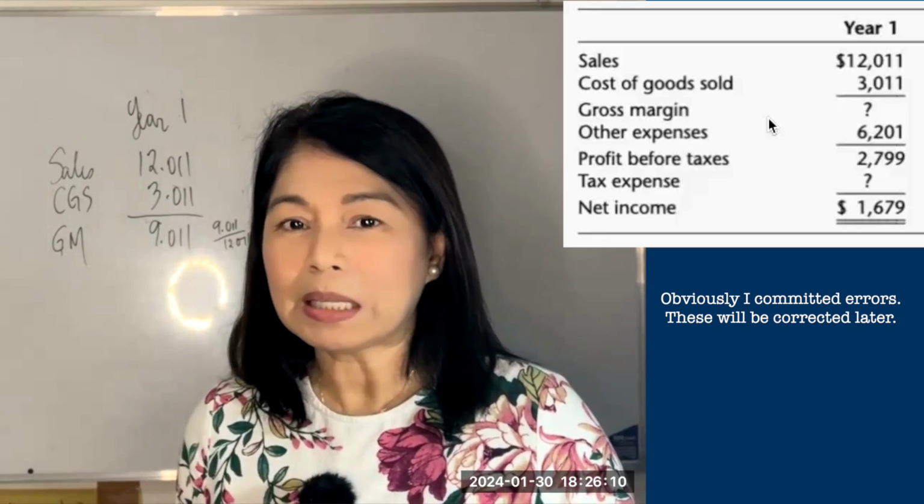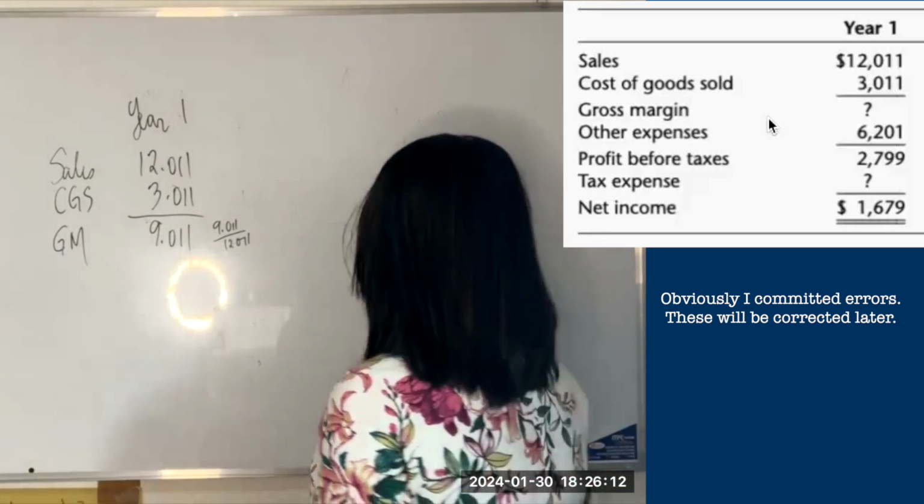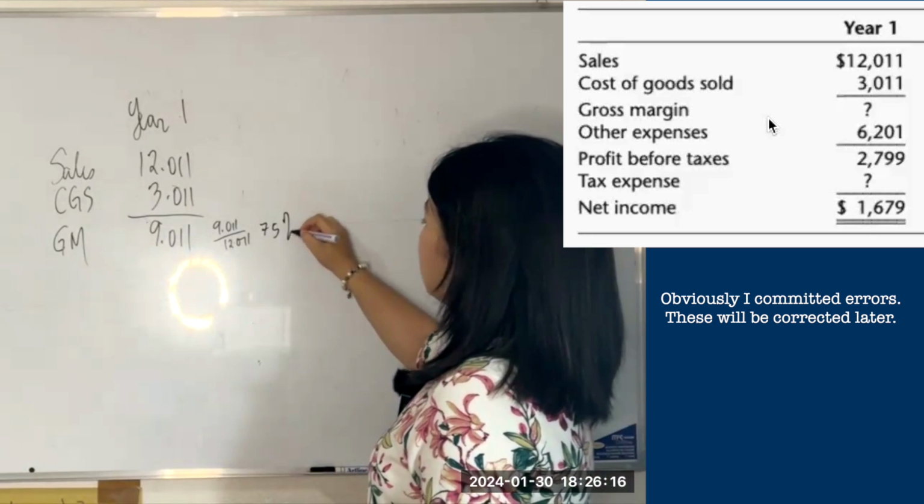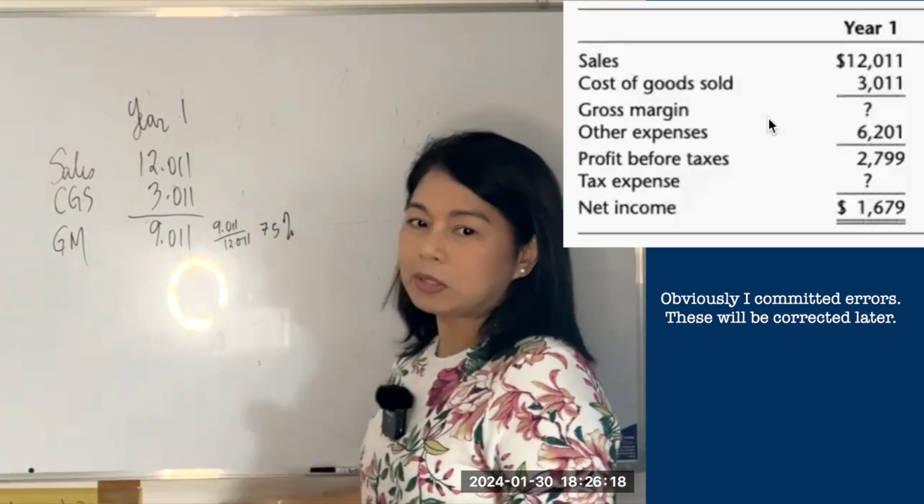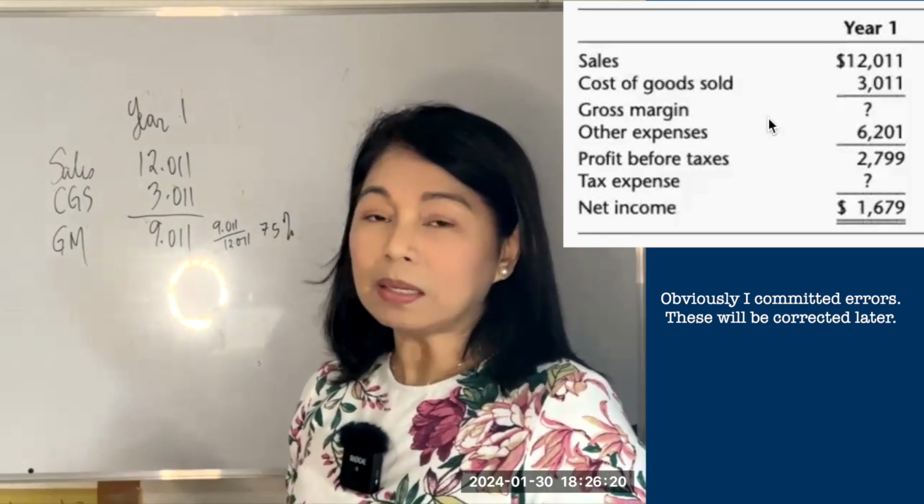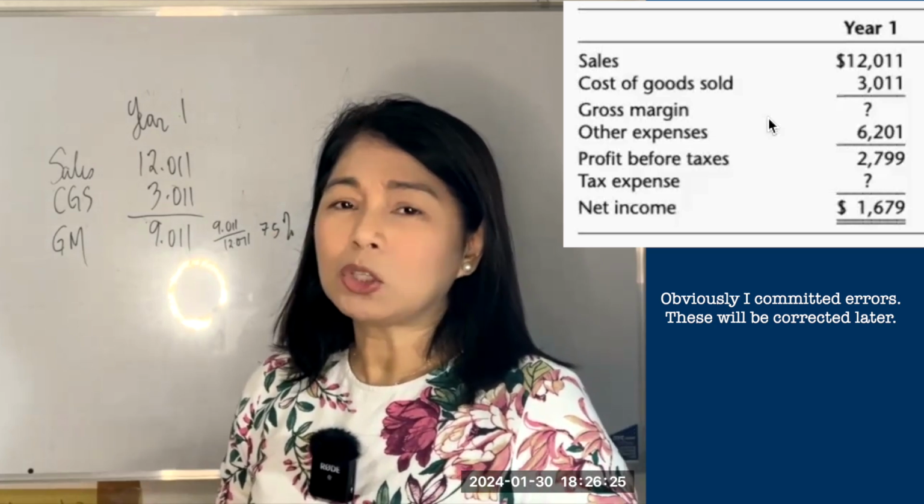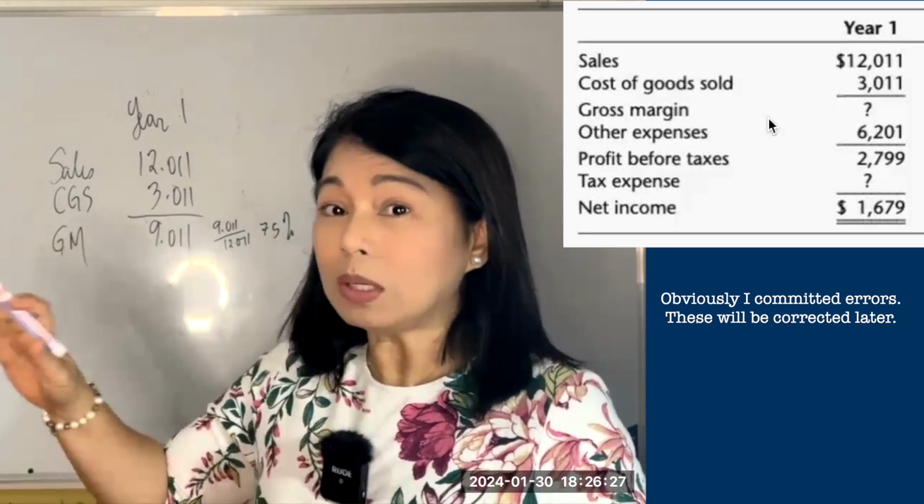Did I say 70% earlier? So this is 75%. Again, this is the computation. What percentage is gross margin? So basically, this is like, in a sense, a good business because your cost is only 30%. But this is only the cost of goods sold.